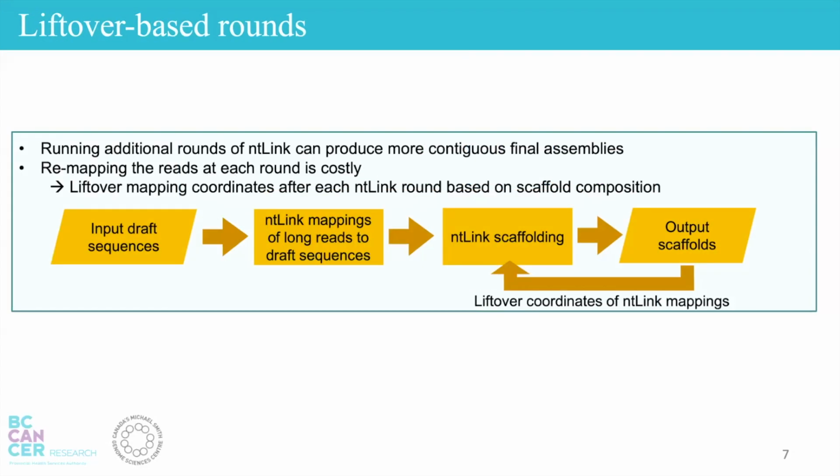The final new feature I'll describe from ntLink is the liftover-based rounds. We find that running additional rounds of ntLink can produce more contiguous final assemblies, but remapping the reads at every round is quite costly. So what we do is we have the input draft sequences, do one mapping of the long reads to the draft sequences, continue the rest of ntLink, but then before the next round, we just use the composition of the scaffolds to lift over the coordinates of the ntLink mappings and continue the round from there.